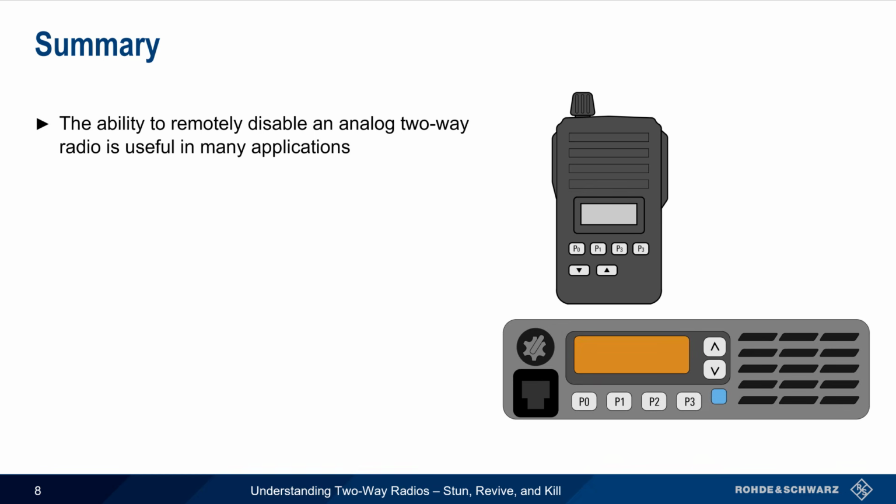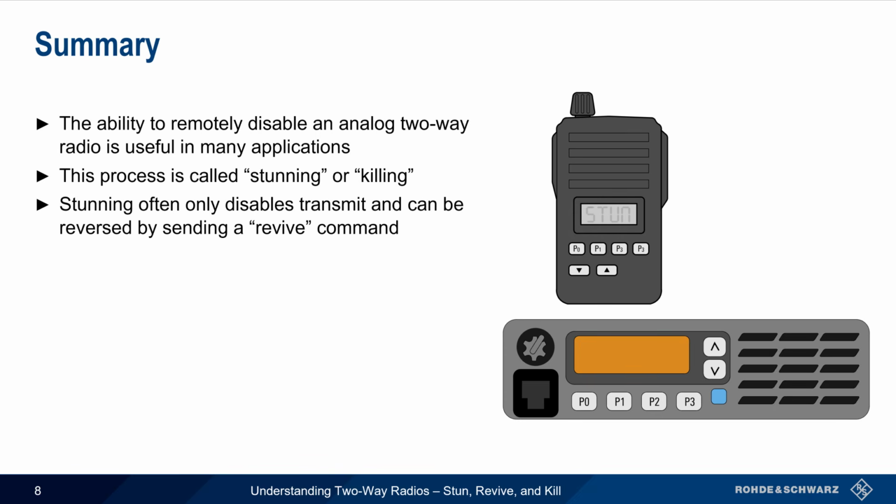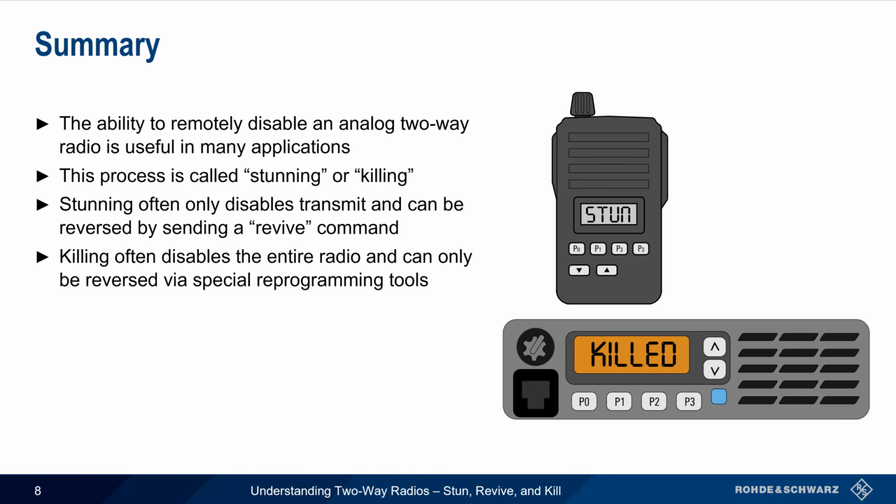Let's end with a brief summary. The ability to remotely disable an analog two-way radio is useful in many situations, and this process is commonly referred to as stunning or killing a radio. Stunning most often simply disables transmit and can be undone by sending a revive command over the air, whereas killing a radio often disables the entire radio, and this can only be undone using special reprogramming or cloning tools. Do keep in mind, however, that the effect of stunning or killing does vary between radio types and manufacturers.